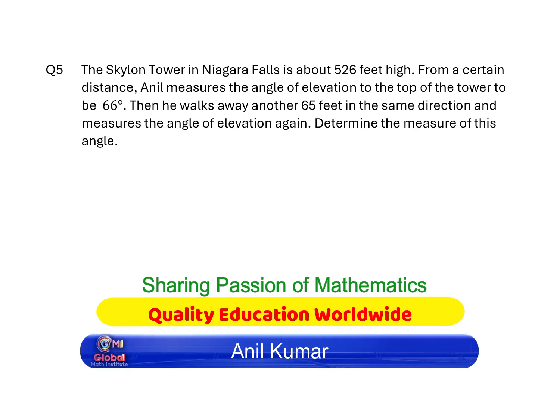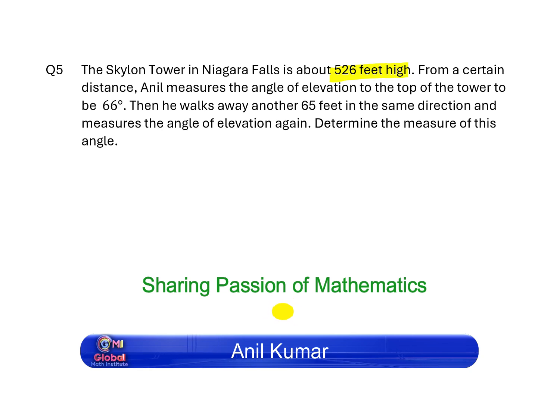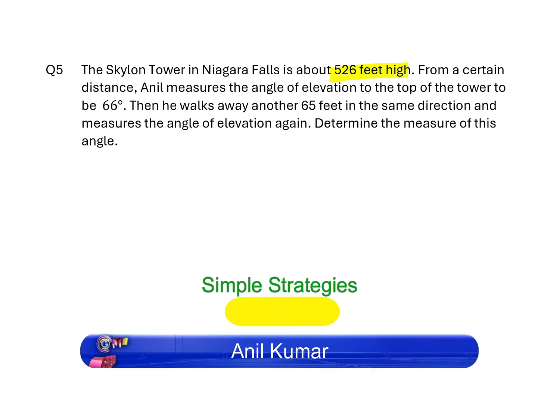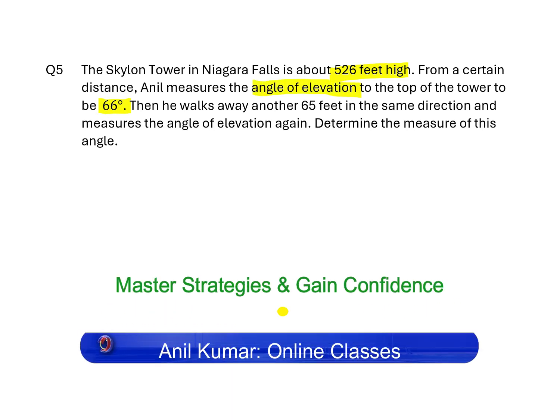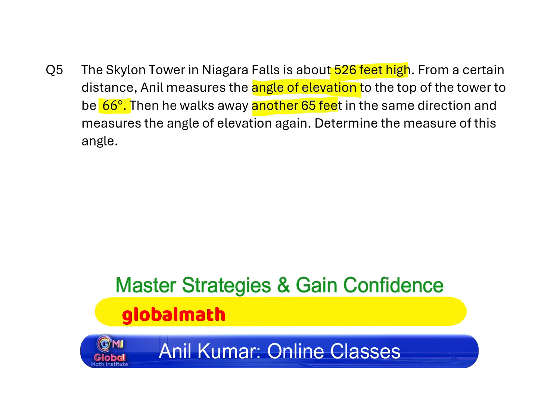Question number 5. The Skylon Tower in Niagara Falls is about 526 feet high. From a certain distance, Anil measures the angle of elevation to the top of the tower to be 66 degrees. So this is the angle of elevation. Then he walks away another 65 feet in the same direction and measures the angle of elevation again. Determine the measure of this angle.